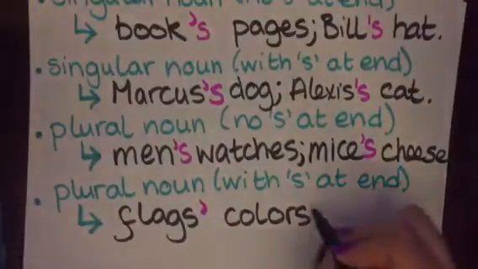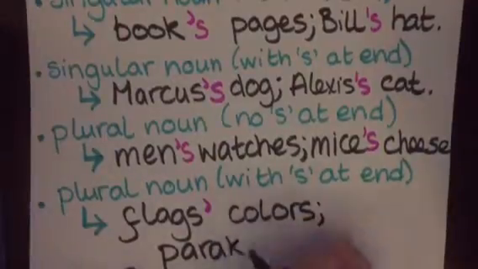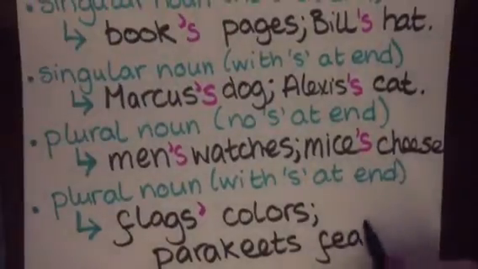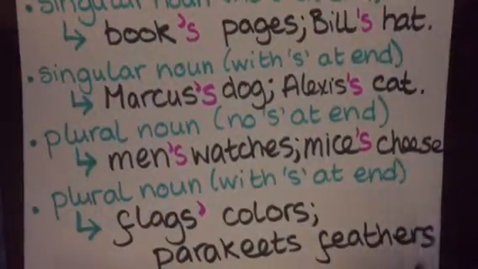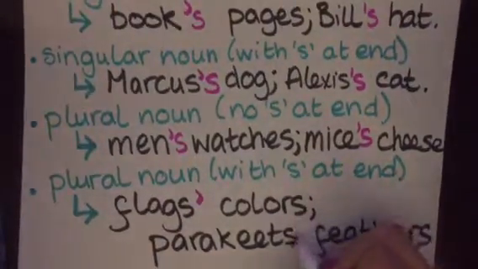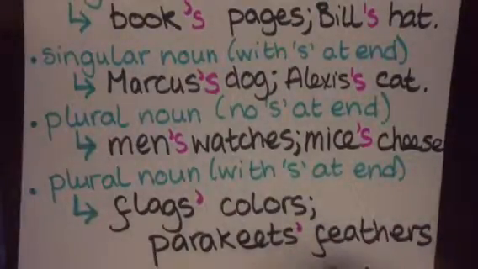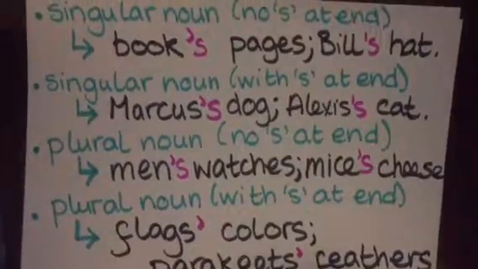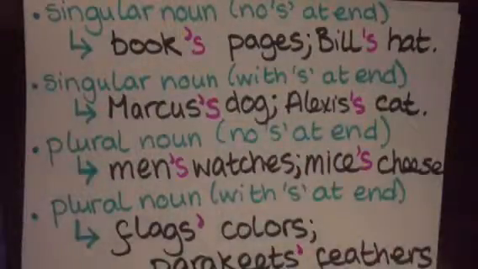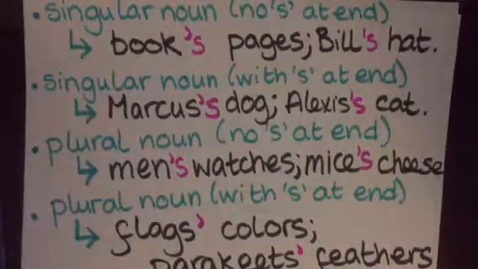Let me give you one more example. Parakeets. The parakeets' feathers. Who do the feathers belong to? They belong to the parakeets. More than one, lots of them. It already ends in S. I'm only going to put an apostrophe. So take some time to review these rules. You just need to memorize them. Basically, you're going to add an apostrophe S to everything unless it's a plural noun that already ends in S.